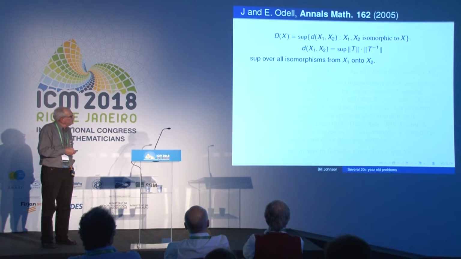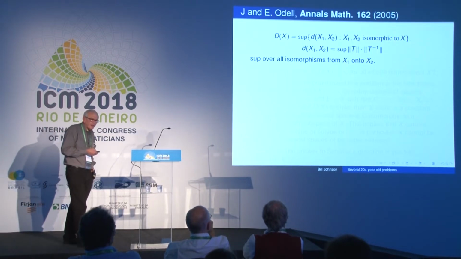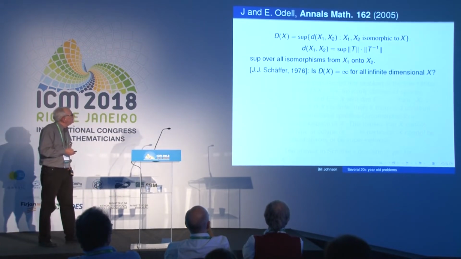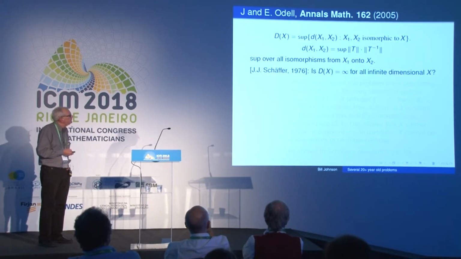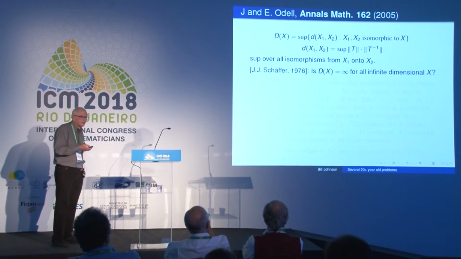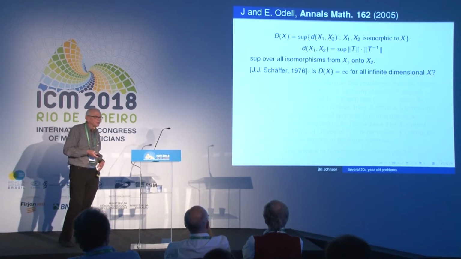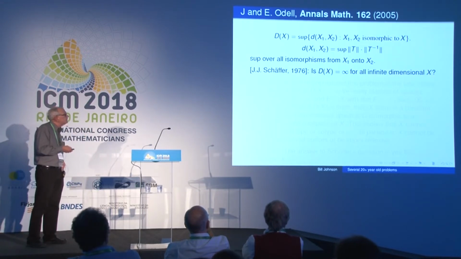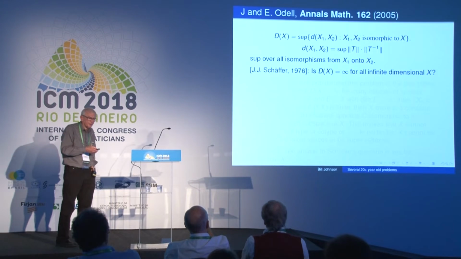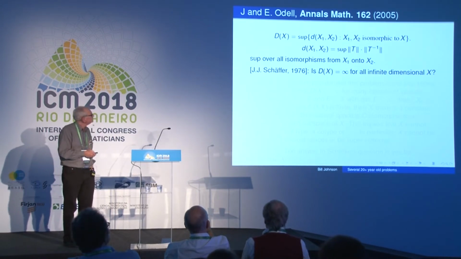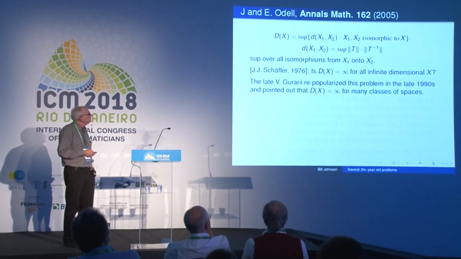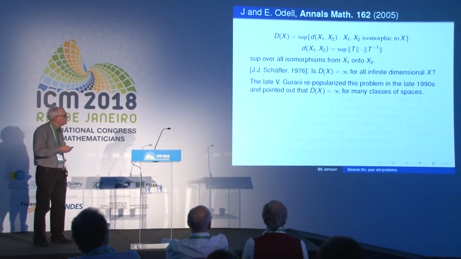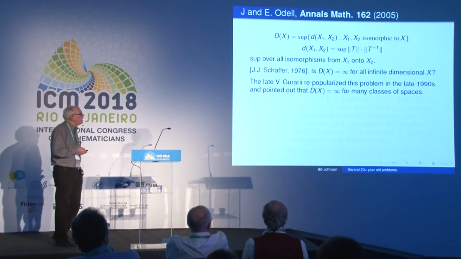For infinite dimensional spaces, it's natural to guess that the answer is infinity, as you let n go to infinity. And this was formally raised by Juan Jorge Schäffer in 1976, although he didn't claim any originality for this problem. He knew it had been around, but he put it in his book. That is, is the diameter of the isomorphism class of an arbitrary infinite dimensional space infinite?